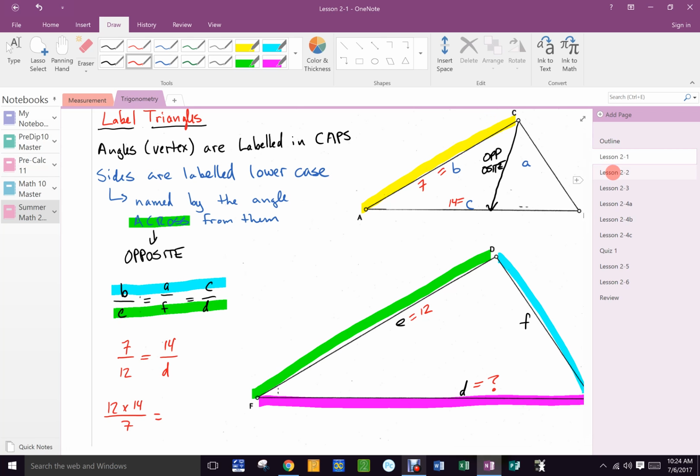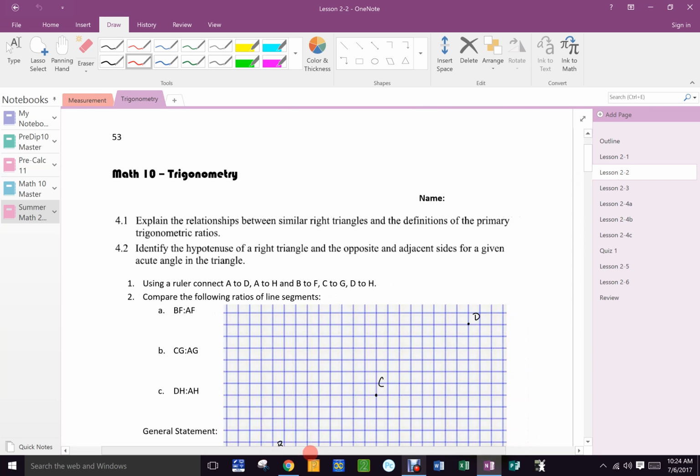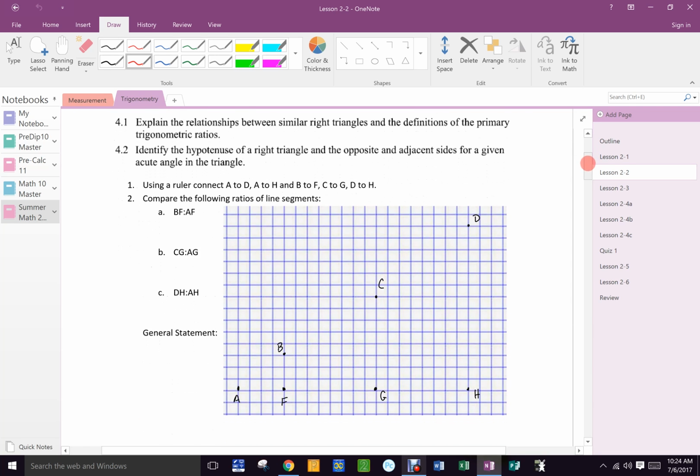So if you would be so kind as to flip to page 53. Okay, for those of you who have done trig before, this first couple of moments of trig are going to be a little bit boring. For those of you that have not done trig before, you need to pay real close attention. Okay?